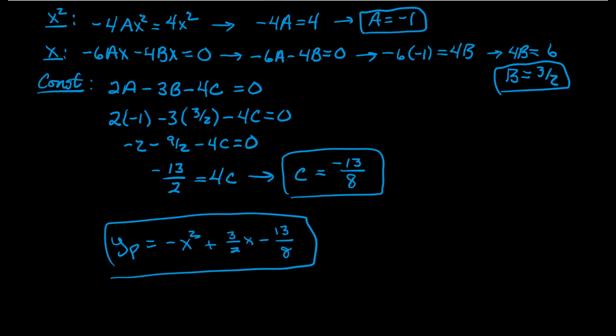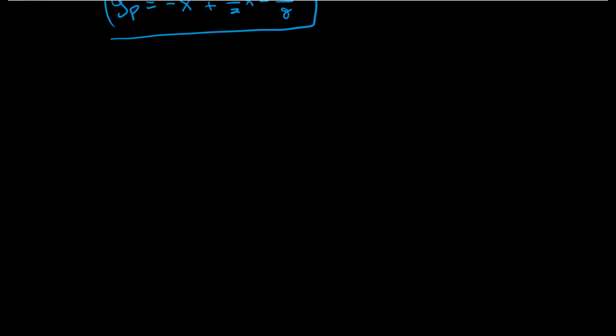All right, let's move on to a second problem. For the second problem, we have y double prime minus y prime, and we're going to have with that plus y is going to be equal to 2 times the sine of 3x.